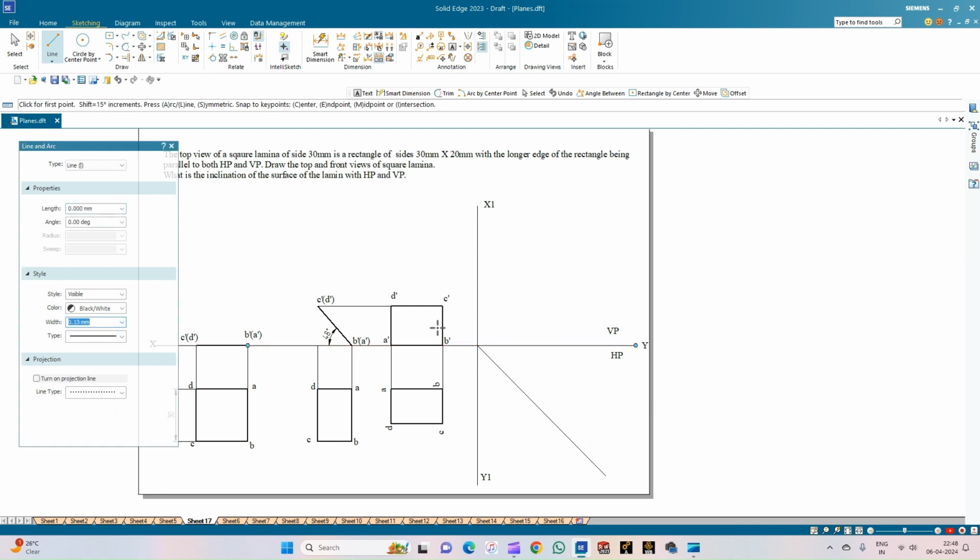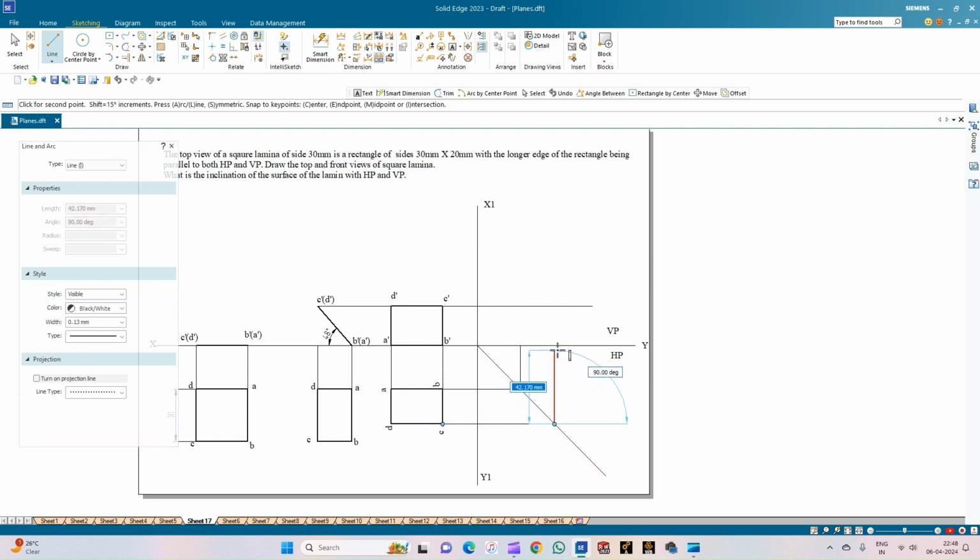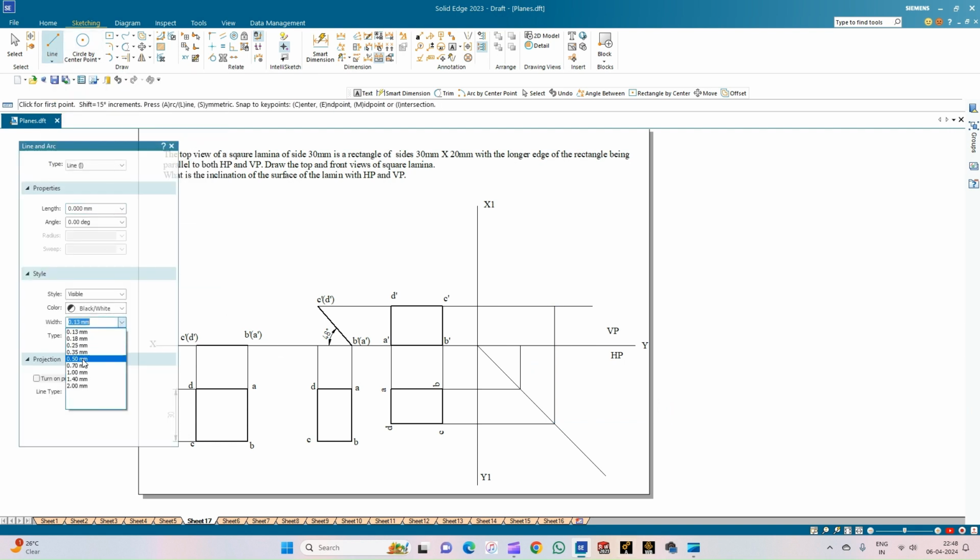To get the profile view, let me draw the projection line extending from the front view. So this is the A and B projection line intersecting the xy line, which is also the locus of the corners A and B. Then from D and C, intersect the median line and extend it until it intersects the locus of the corners C and D. Correct? Now we shall draw the side view of the square lamina.